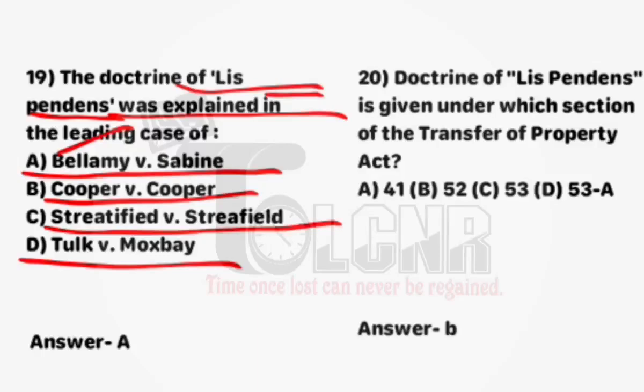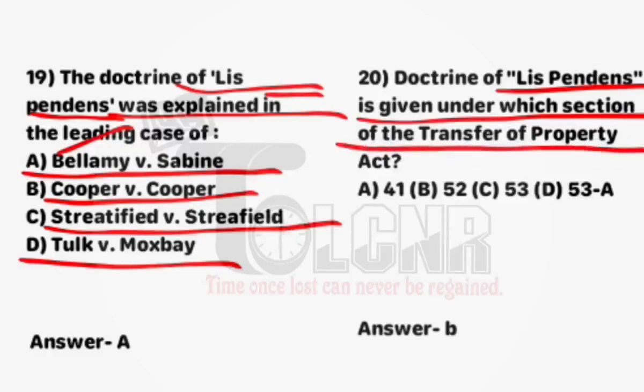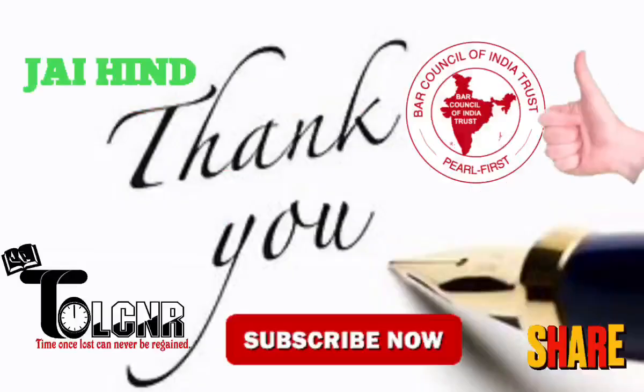Next question is, doctrine of lis pendens is given under which section of the Transfer of Property Act? Option A, section 41. Option B, section 52. Option C, section 53. Option D, section 53A. Option B is correct, section 52. Doctrine of lis pendens is given under section 52 of the Transfer of Property Act, right?